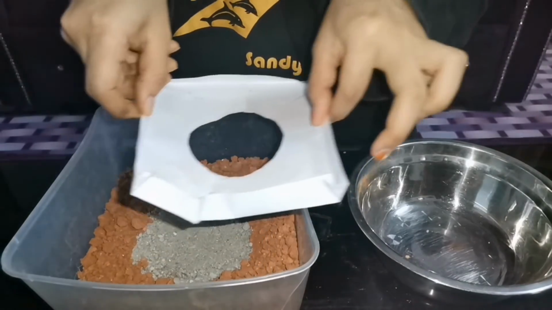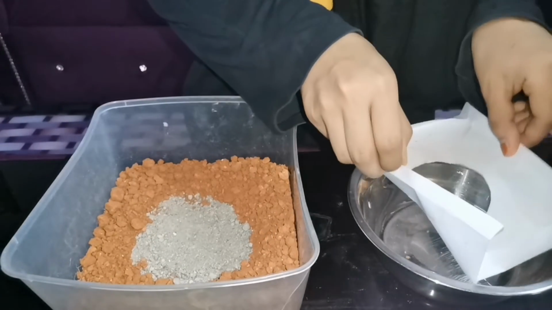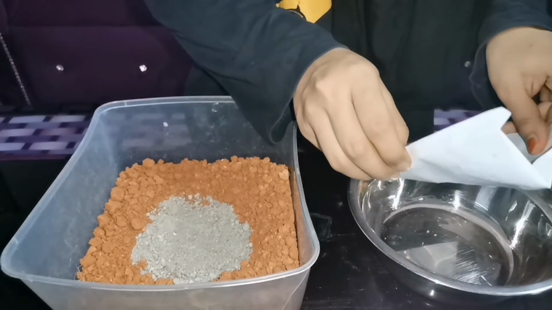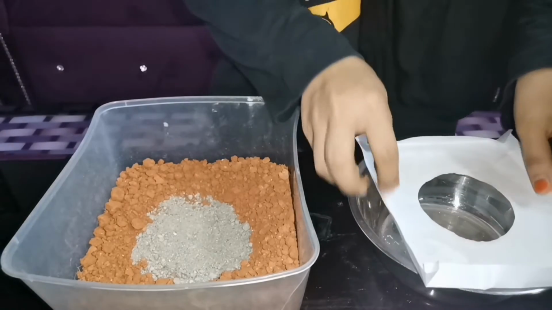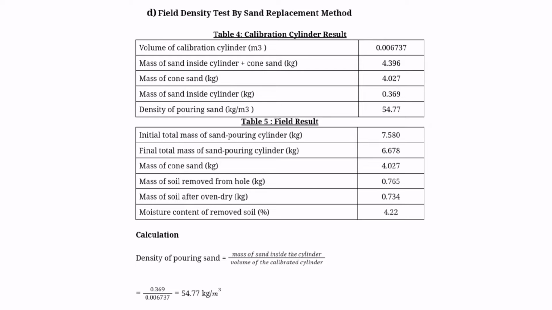Lift the metal tray and put the excess Ottawa sand into the container. The collected soil will be tested in the lab. This is the table data obtained for this test.